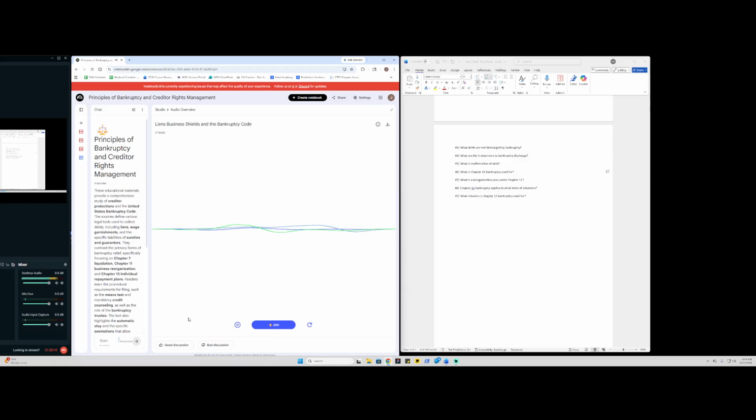That loops back to why Chapter 12 exists. It gives them that specialized repayment plan protection. It allows them to avoid that forced liquidation. So then for Chapter 12, the farmers wouldn't liquidate their assets. Instead, they would be on a repayment plan with the creditors. Yes, you are perfectly summarizing Chapter 12.